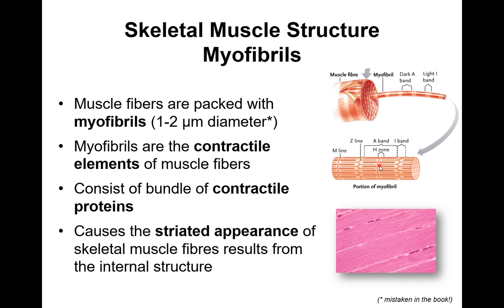That's also what gives it this striated appearance. We'll see in a second, as an alternation of different bands caused by the overlapping part of the proteins that make up the myofibrils. These are very small structures. We're talking about structures that are 1/1000th of a millimeter wide.